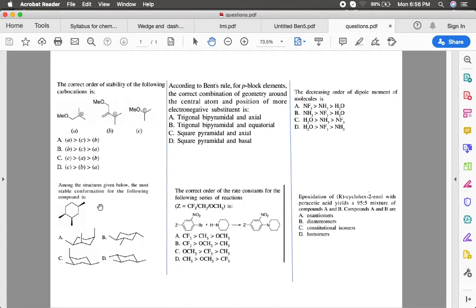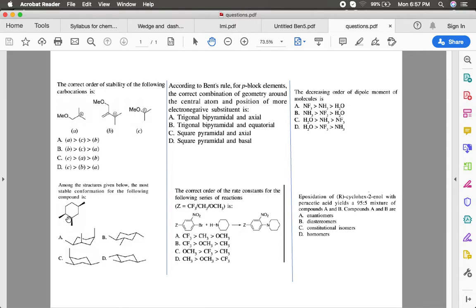Now let's discuss this question. Among the structures given below, the most stable conformation for the following compound is. When you have 1,2 cis, we already know one has to be equatorial and the other has to be axial. And the same is true for 1,4 as well. 1,4 cis means one has to be equatorial and the other has to be axial. Now, between these two, which one do we want to have equatorial, which one do we want to have axial?